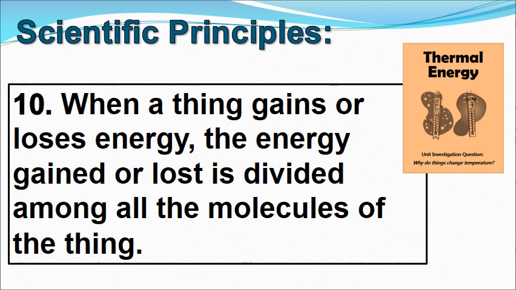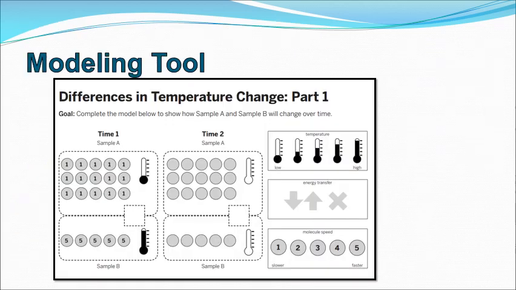Scientific principle number 10 says, when a thing gains or loses energy, the energy gained or lost is divided among all the molecules in that thing, or that thing could also be replaced with system.